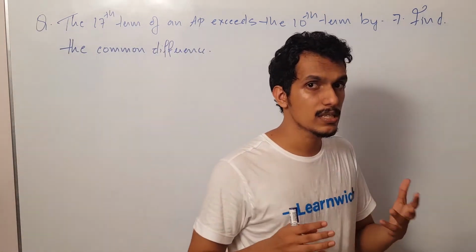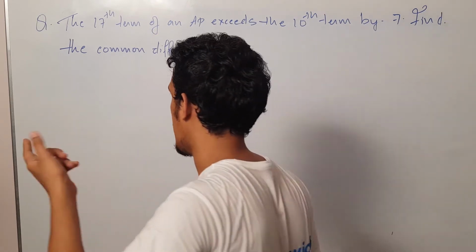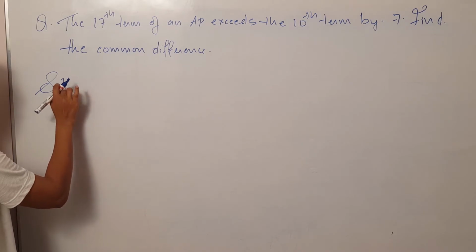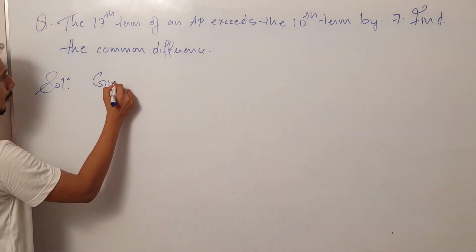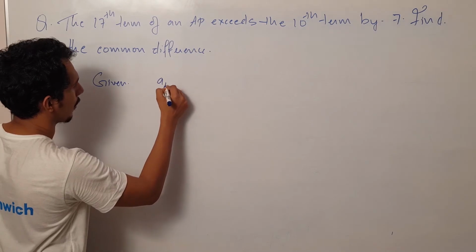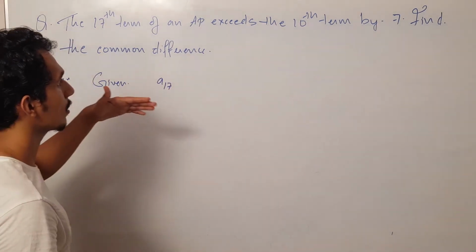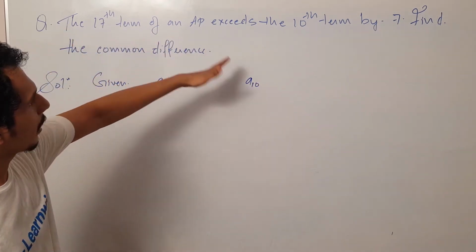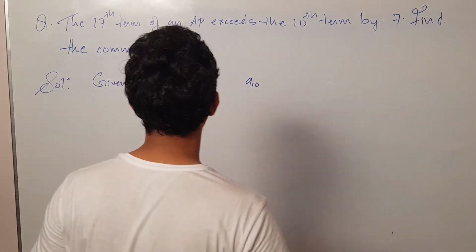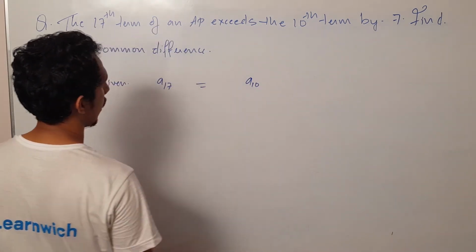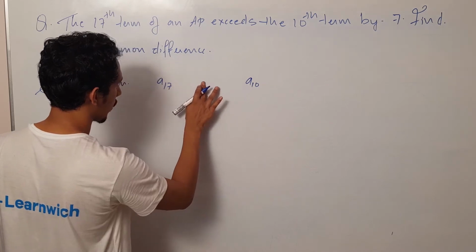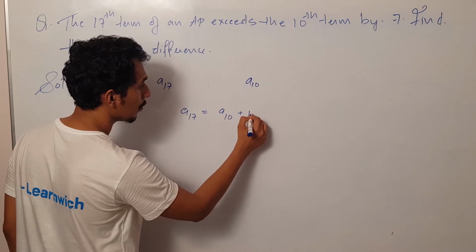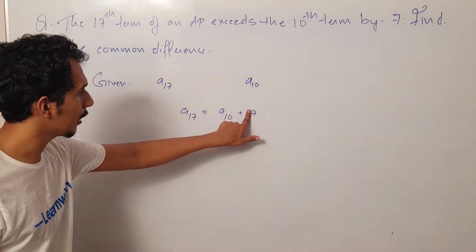So what was the first thing you should do? Write the given data. Yes, brilliant. So, the solution. Write what is given. 17th term, A17 is given. And what is the 10th term? 10th term is A10. The 17th term of an AP exceeds the 10th term by 7, which means, I'll write it here, the 17th term is 7 more than the 10th term.